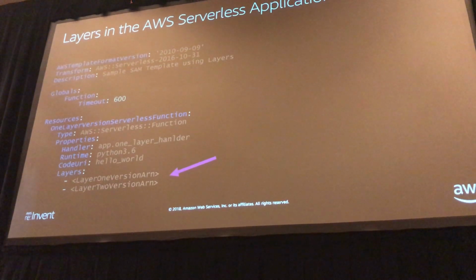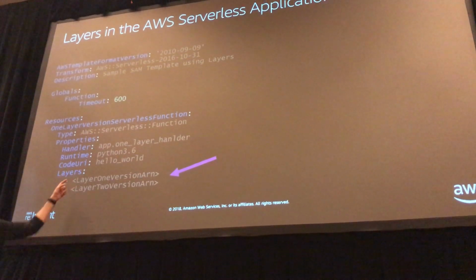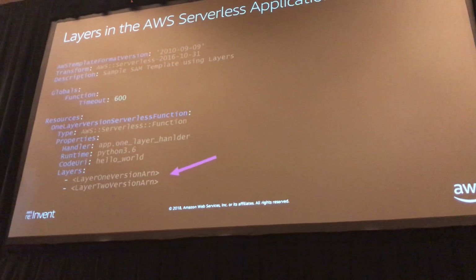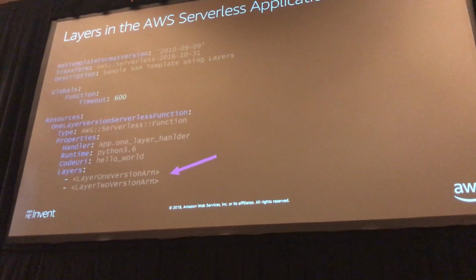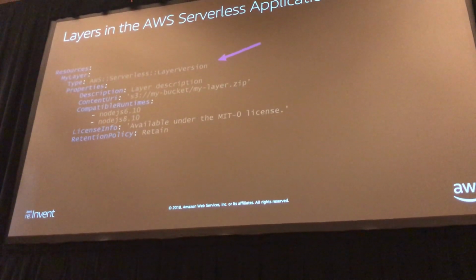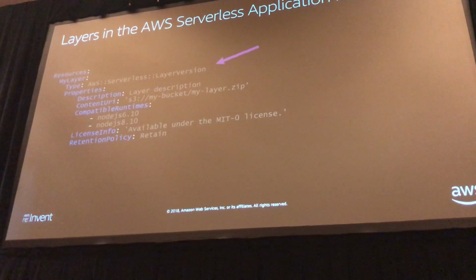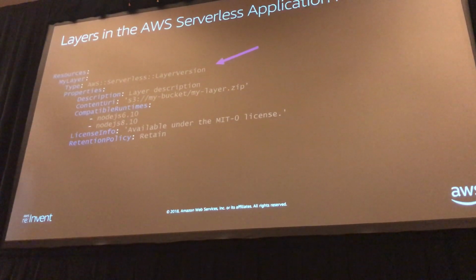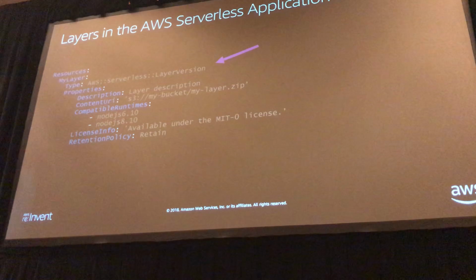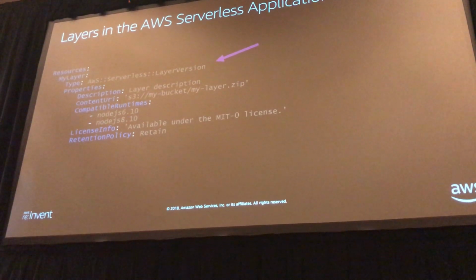And this is a list of ARNs. And then of course, in CloudFormation, you can get the ARN if you create something. And this is how you can create a layer from within SAM. There is now the AWS::Serverless::LayerVersion. As I said before, you can create a layer, but you always have to create a layer version.